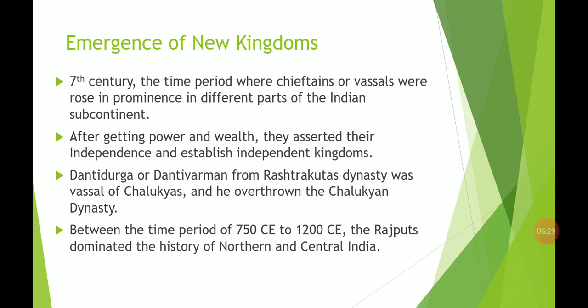Now let us go to the 7th century, the time period when the chieftains or vassals, or Samantas, rose in prominence in different parts of the Indian subcontinent. Why did they rise? Because they declared themselves independent from the main kingdom. After getting power and wealth, they asserted their independence and started establishing independent kingdoms.